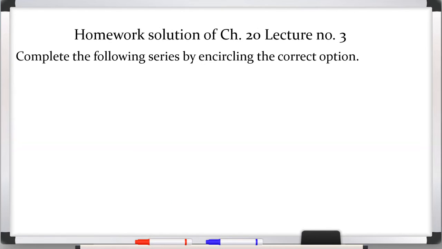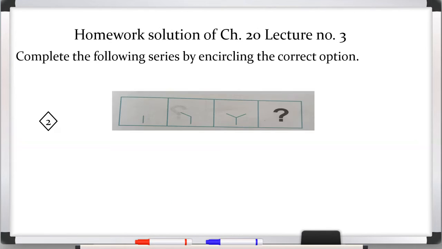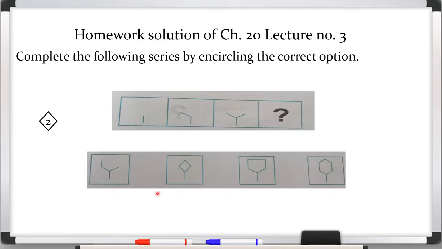Now question number 2. Here this figure is given, and we have to find out the next series. So here these are the options A, B, C and D. First we will observe that one standing line is given, then one standing line with one slanting line at the left hand side. In the next figure it is a standing line with two slanting lines, one from the left and one from the right. So now the turn is of the left side.